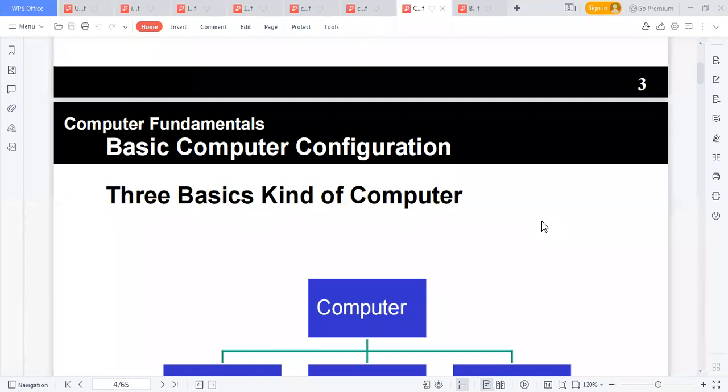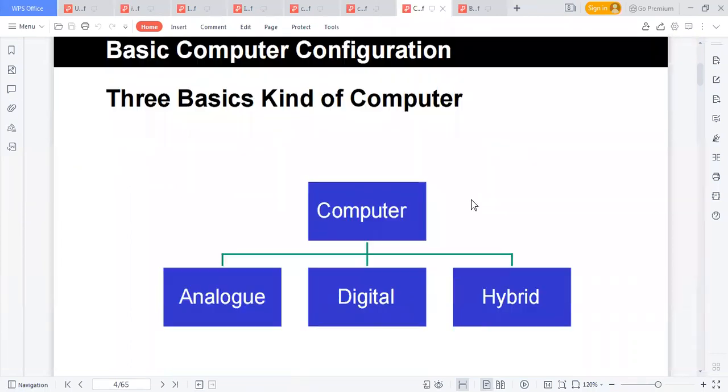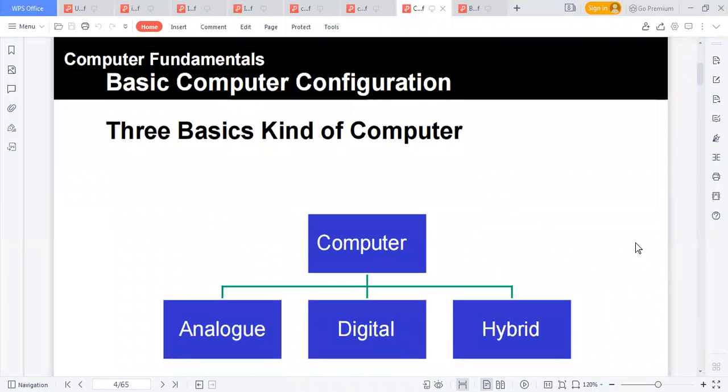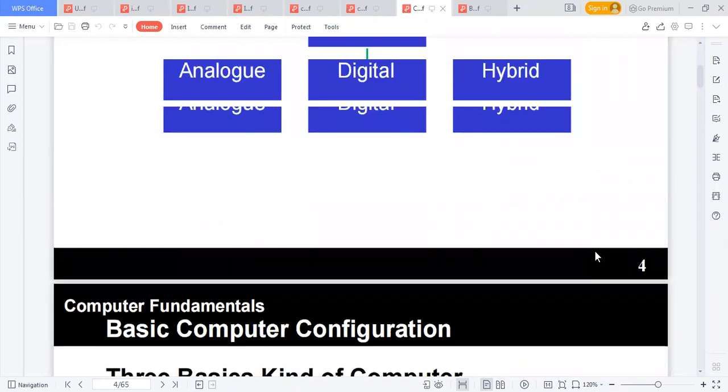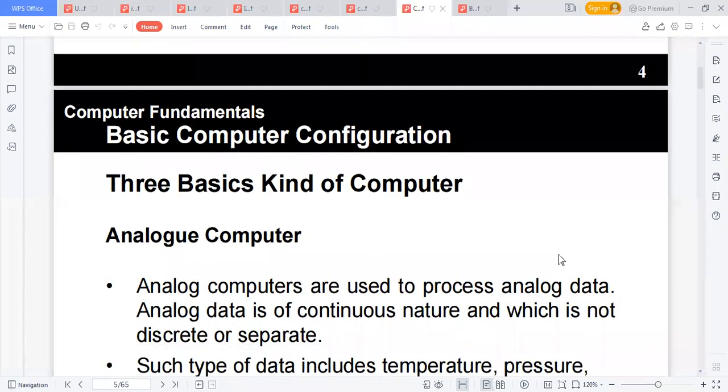Okay, now basic computer configuration. That means three basic kinds of computer. First of all, computers are divided into three parts: analog computer, digital computer, and hybrid computer. These are the three basic kinds of computers.